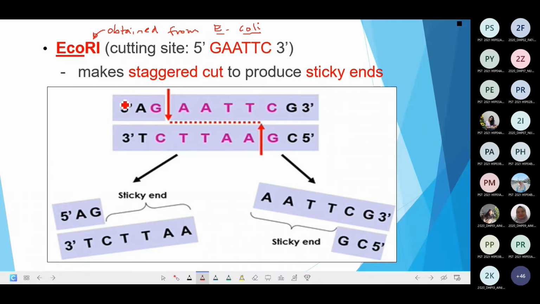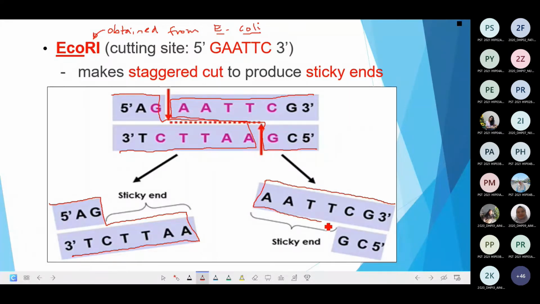Okay, so this part over here will become this thing. Meanwhile, this second part is now separated, and it will become this end of the DNA molecule. And we can see that this particular strand is protruding, dia tertonjol keluar. So this is known as the sticky end, this part over here.